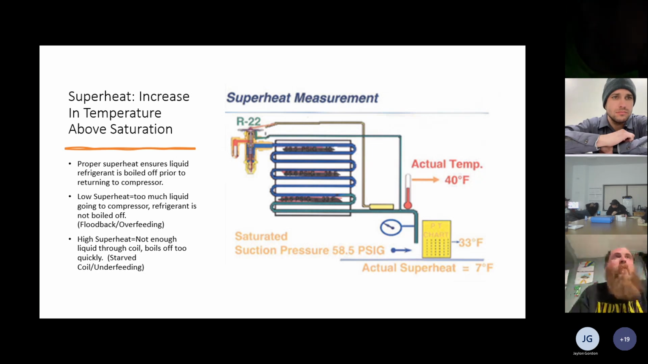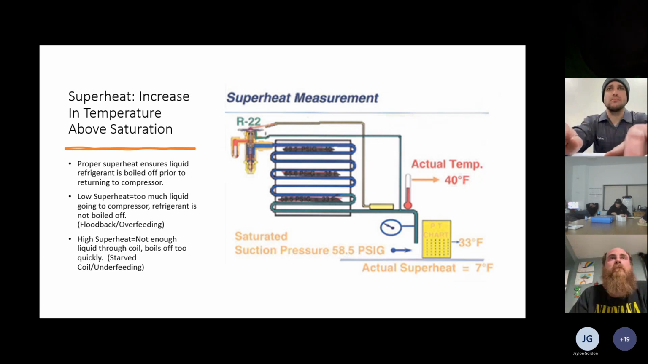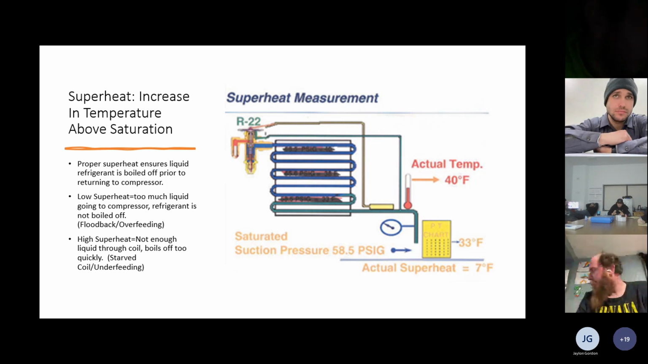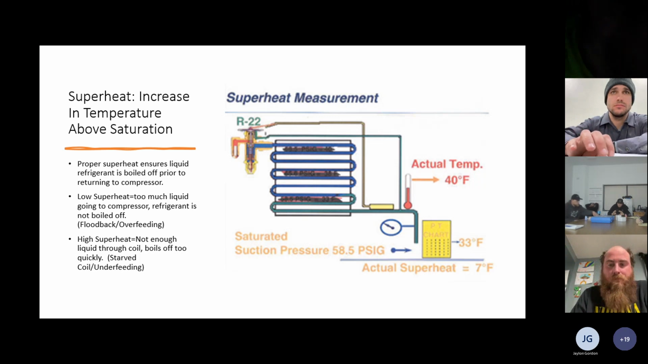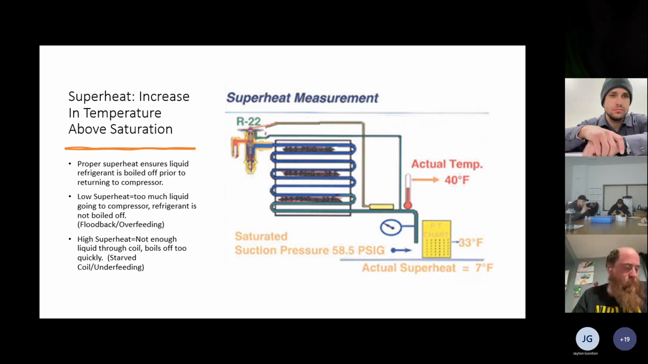Yep. High superheat. I feel like both Laren and Jalen probably touch on this. High superheat. There's not enough liquid going through the coil. It's boiling off too quickly. You have a starved coil or underfeeding. So those are really common scenarios and good examples of high superheat.